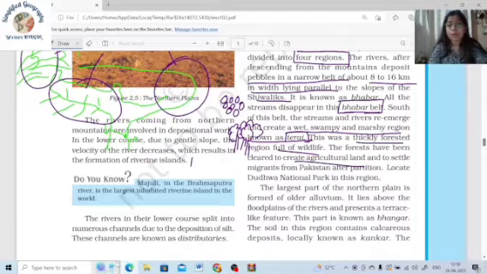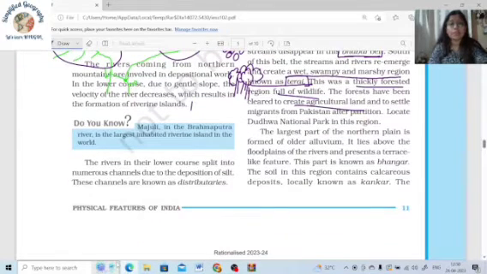The largest part of the northern plain is formed by the old alluvium. Now Bhabar and Terai we have understood. Now let us come to old alluvium. It lies above the flat plains of the river and is present as a terrace-like feature.